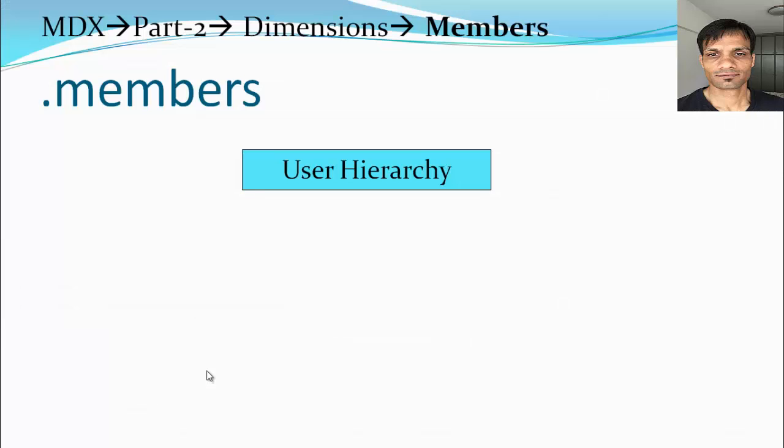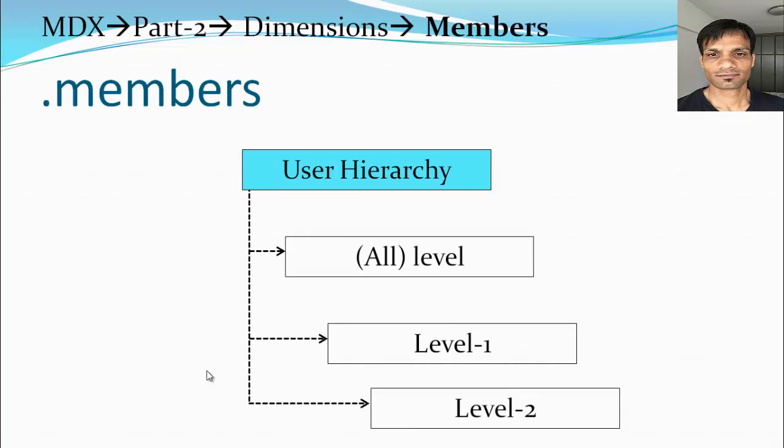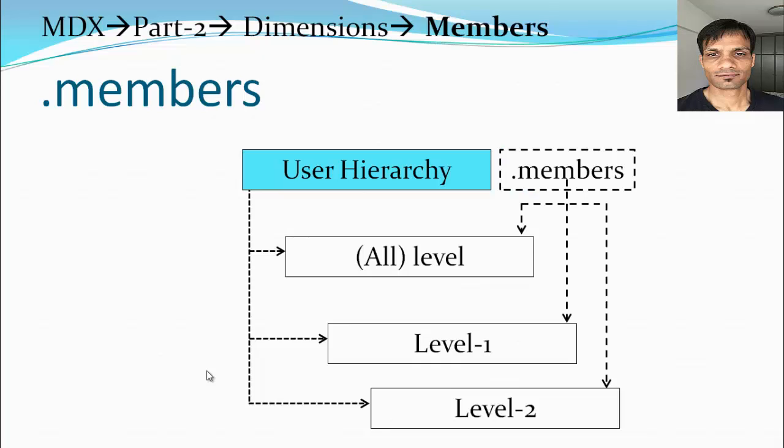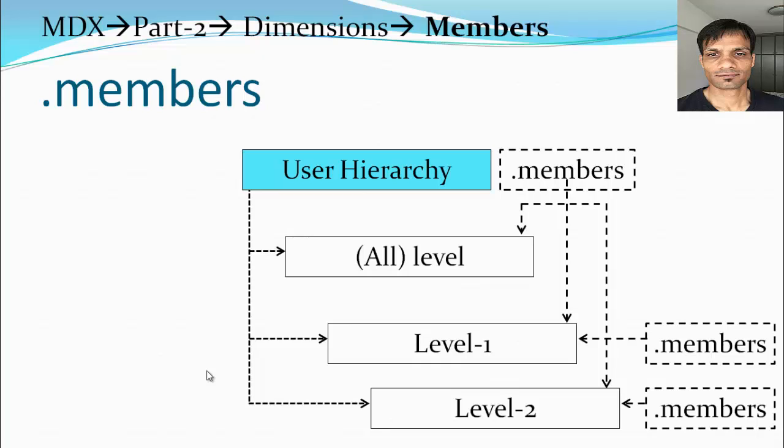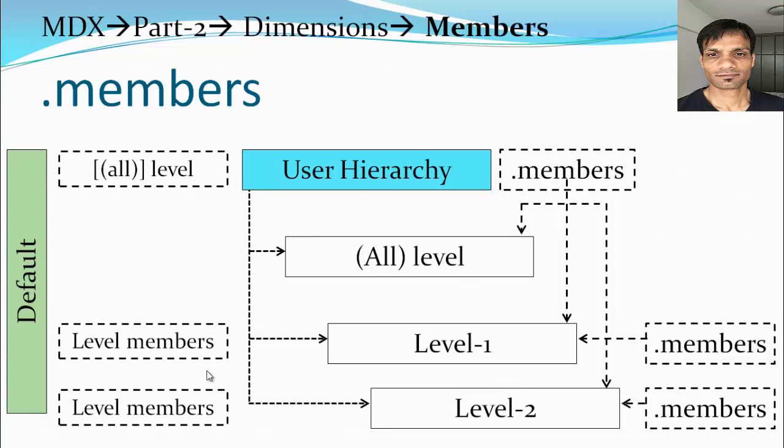By default, user hierarchy have at least 3 levels, including all level. Just like attribute hierarchy, when you use .members function on user hierarchy, it will return each and everything. When you use .members function on any level, it will return all members from that level only. Just like attribute hierarchy, all level is default for user hierarchy and level members are default for individual levels.